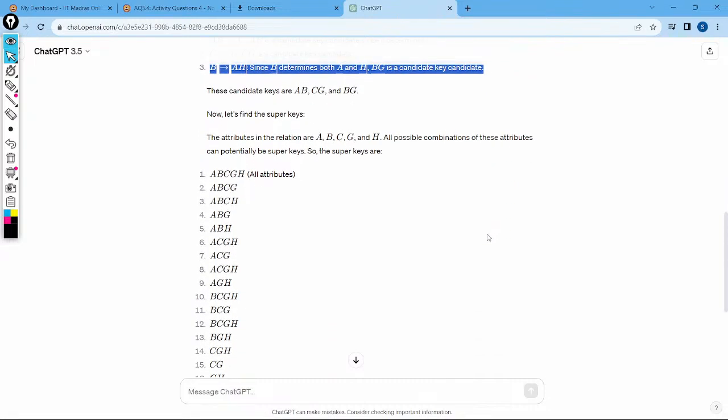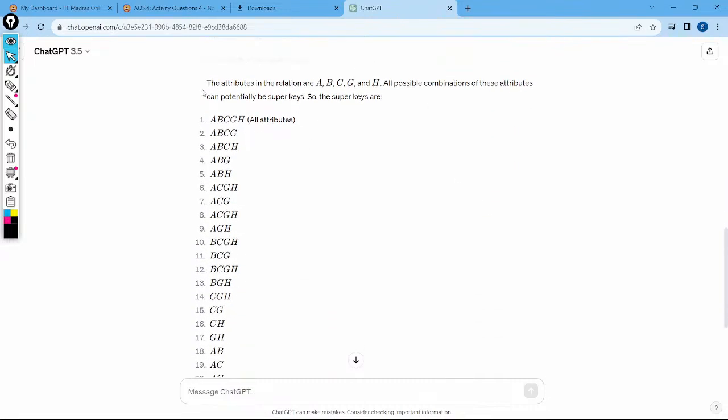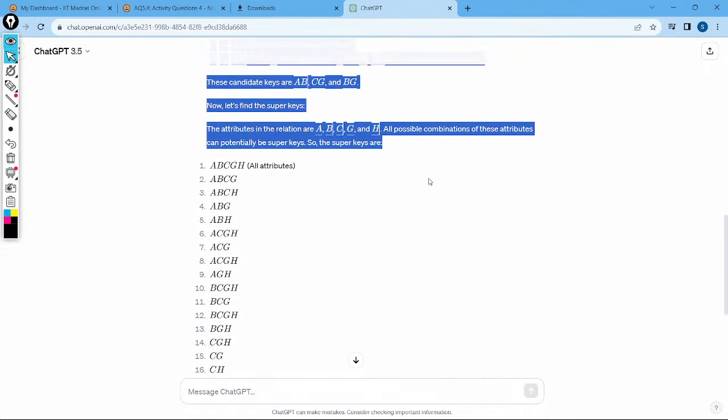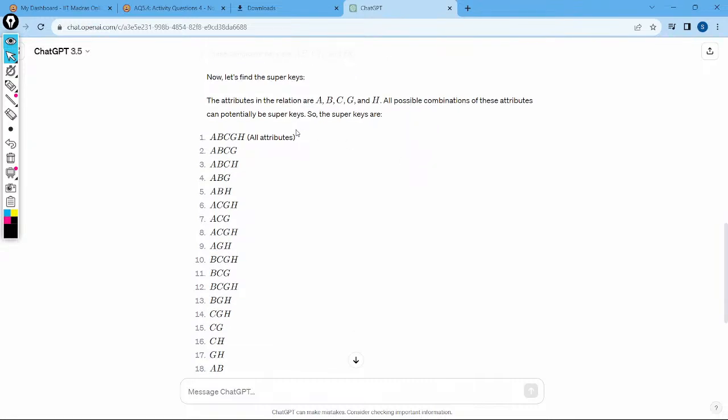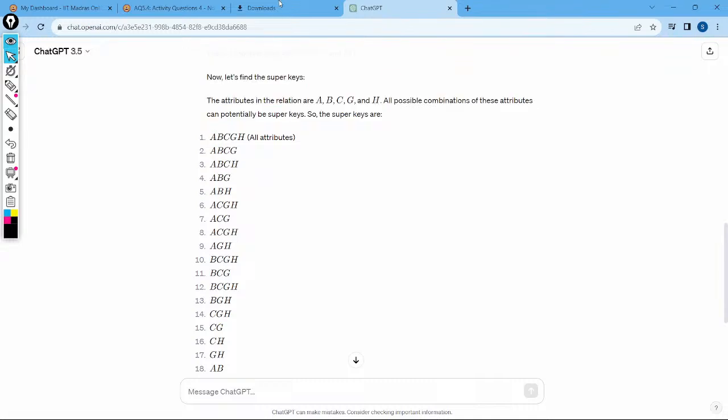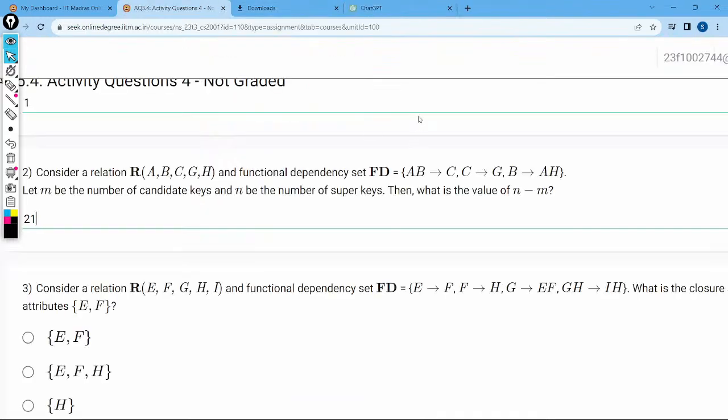Let's find the super keys. All the possible combinations of the attributes can be a super key. So ABCD is a super key, ABCG is a super key. We can map G and H. Can we map G through H? Is there some way? From B we can map H, and from this we can also map C, and from C we can map G. So yes, we can map it.